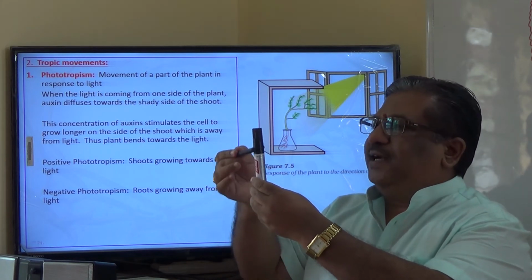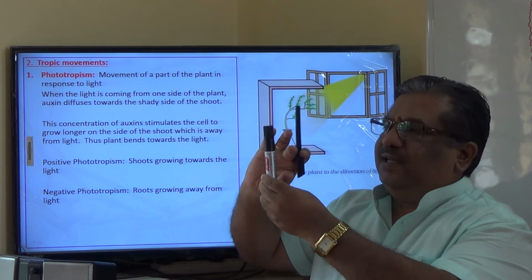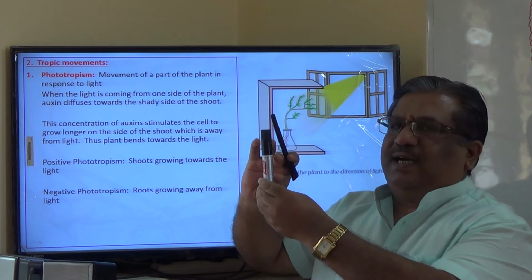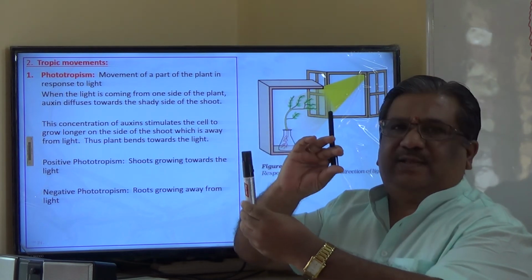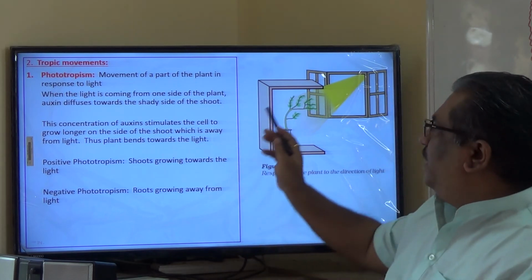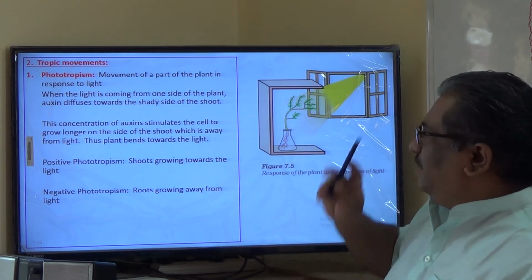The moment this side grows faster, definitely it will try to grow like this. This will remain as it is, and this will try to grow. This side elongates, this side remains the same, which means it will try to bend this way. And that's how the shoot or part of the shoot bends towards the light.